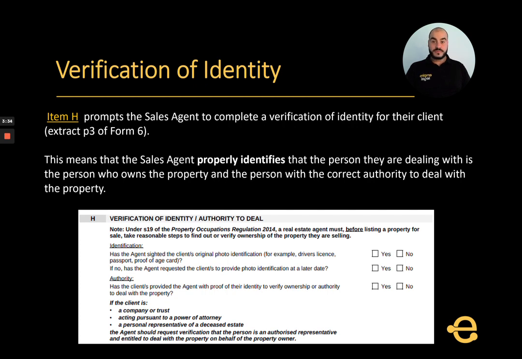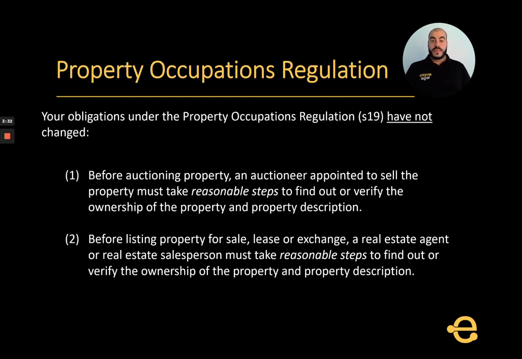So you'll see here, there's a couple of check boxes obliging you to take steps to identify the client, just as a prompt. All right, so the property occupations regulation has obligations, in particular section 19, that you have to adhere to. These have not changed. So in particular, we're looking at point 2 on this screen. Before listing the property for sale, lease or exchange, a real estate agent or real estate salesperson must take reasonable steps to find out or verify the ownership of the property and the property description. Okay, so I bet you're asking, what are reasonable steps? Let's have a look.